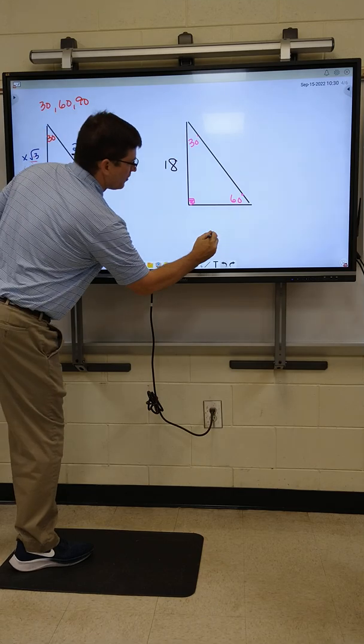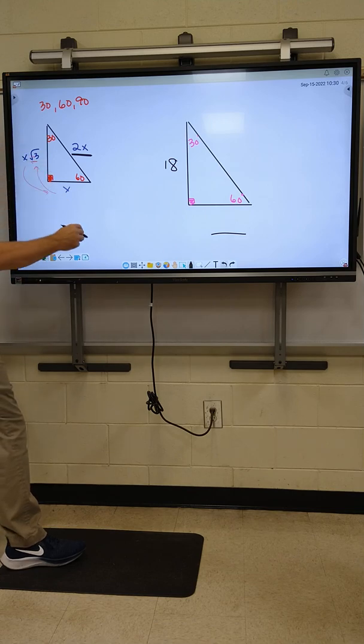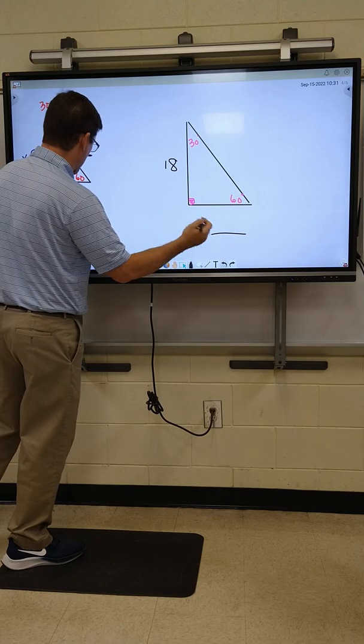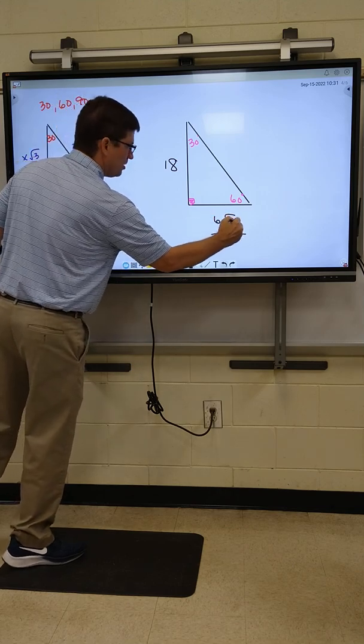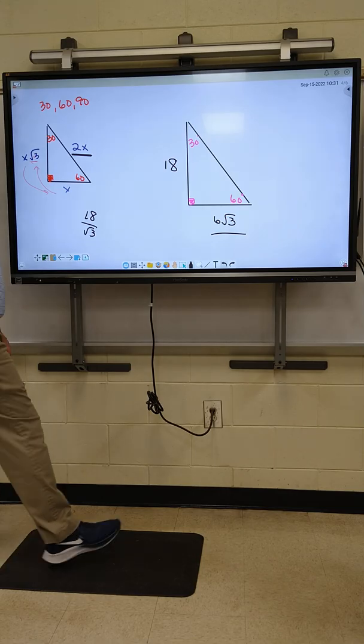All right, let's go here first. What do I do? It's 6 square root of 3. Right, the formula tells you to divide by root 3, so if our pattern holds up, it should be 6 root 3. Yep. How about the hypotenuse? What do we do? You double it, so it'd be 12 root 3.